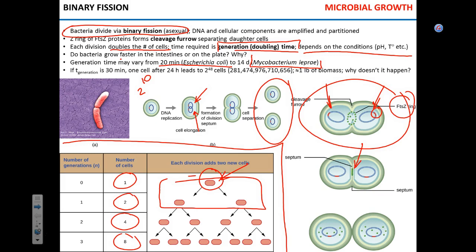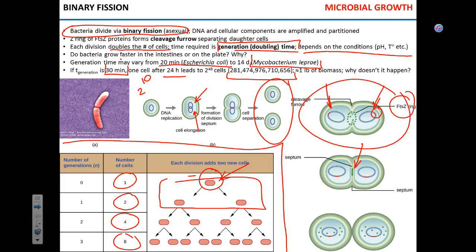Second question. So you see the number here. It's pretty big. We're talking about 281 quadrillion. Okay? That's a lot. Like really a lot. This is how many cells can be produced from a single cell if its generation time is 30 minutes, and it will be growing for 24 hours. And that's about 1 pound of biomass.